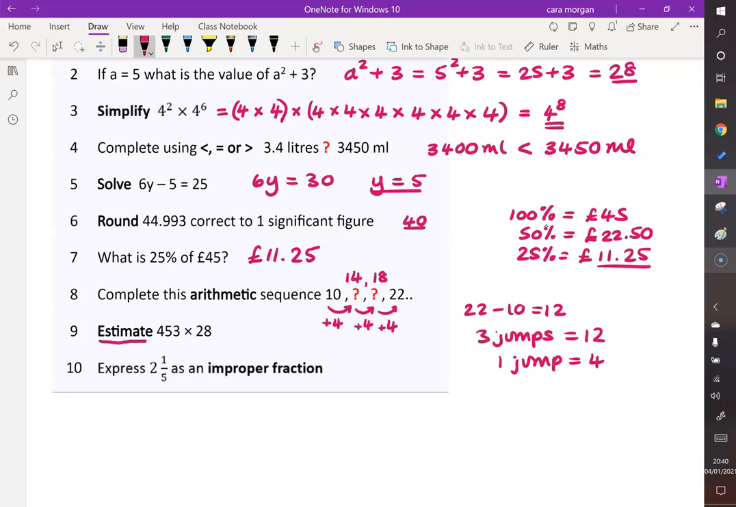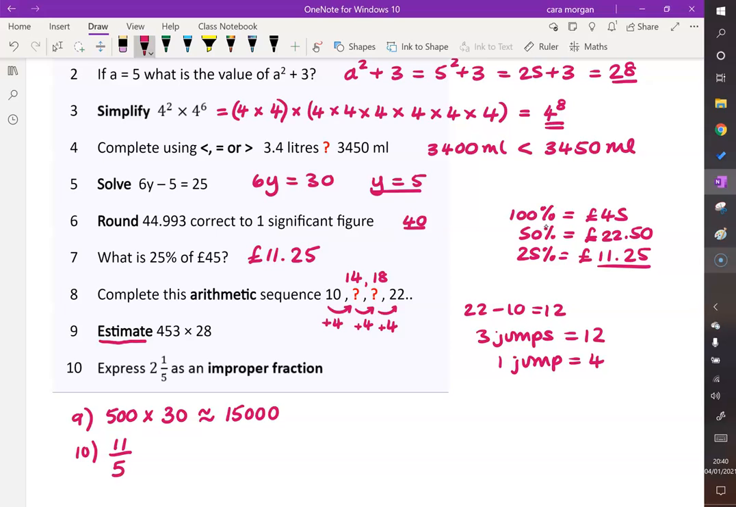Number 9, the word is estimate. That means don't calculate it exactly, but if I was going to estimate number 9, I would choose the numbers 500 and 30 to make that a nice and easy estimate. 5 times 3 is 15. I've got to multiply that by 100 and that by 10. Number 10, as an improper fraction, there are 5 fifths in 1 whole, so there must be 10 fifths in 2 wholes. Add a fifth must be 11 fifths.